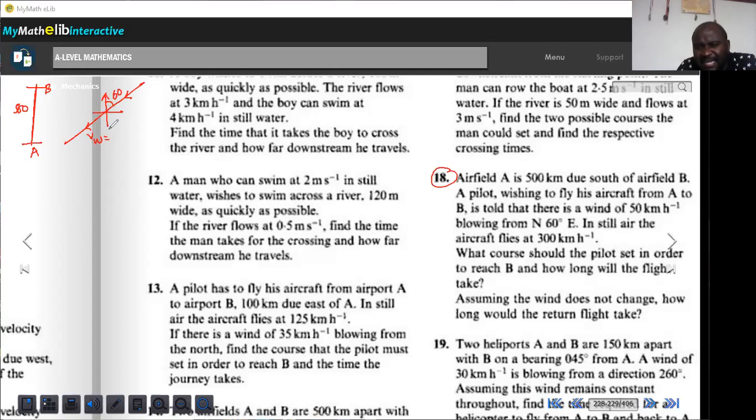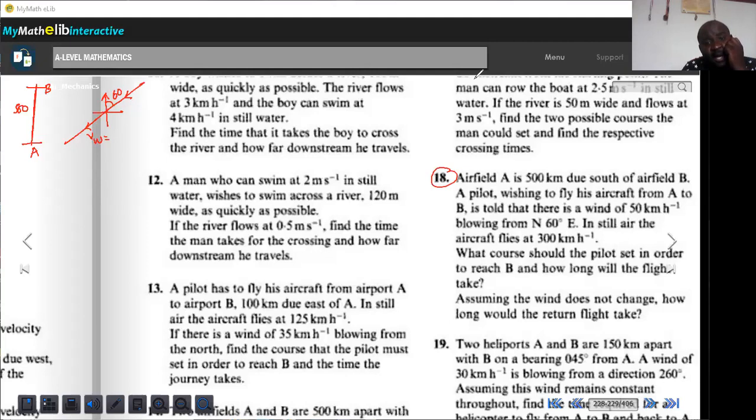They have said in still air, a plane can fly at 300 kilometers per hour. We don't know where the plane is going. What course should the pilot set in order to reach B? Find how long the flight will take. Let us first handle those two.